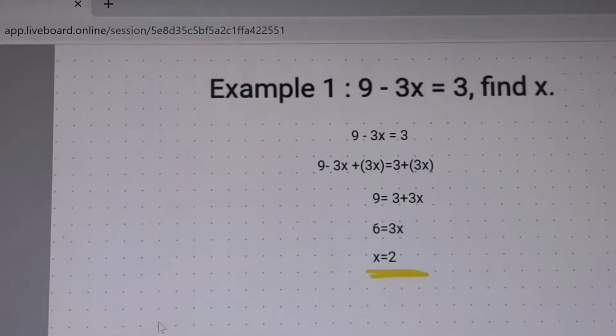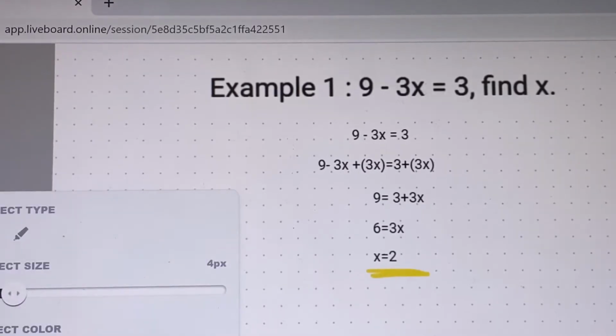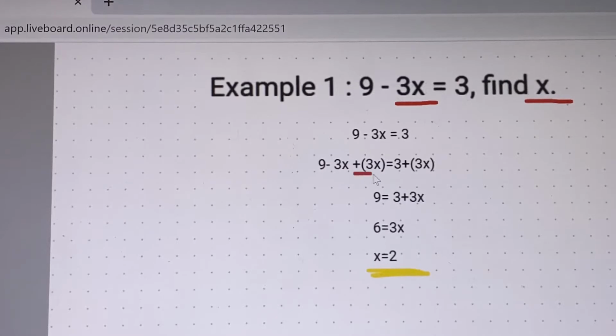Okay, hi guys, so today we're going to learn about linear equations. First of all, let's proceed to example 1. What we got, example 1, is negative 3x, and we need to find x. We can get rid of this negative 3x by adding positive 3x at both sides. This is because we need to keep it equal. As you guys can see, there's an equal sign over here.